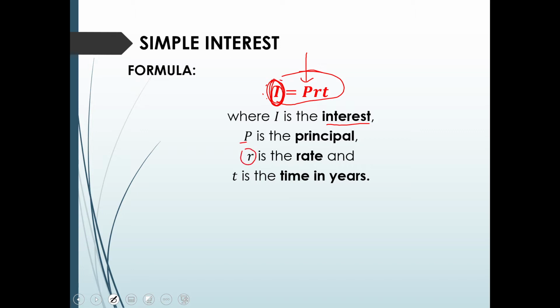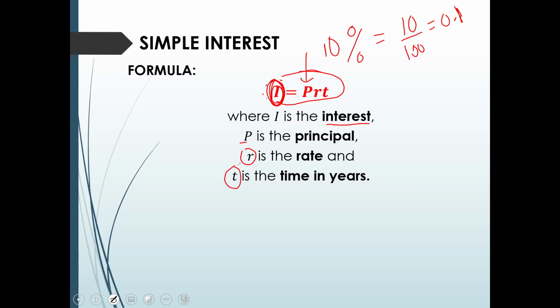Now rate, what is rate? Rate is in percentage, like 10%, 20%, 5%. So if it's, for example, 10%, how do we change this into decimal? 10 divided by 100. So that means 0.1. Okay, so always divide it by 100.